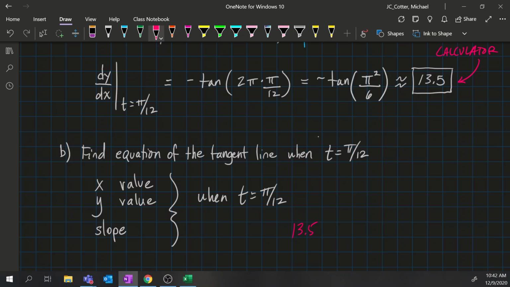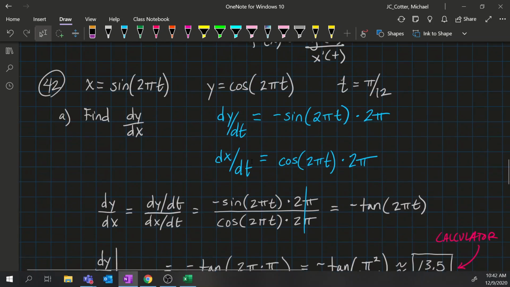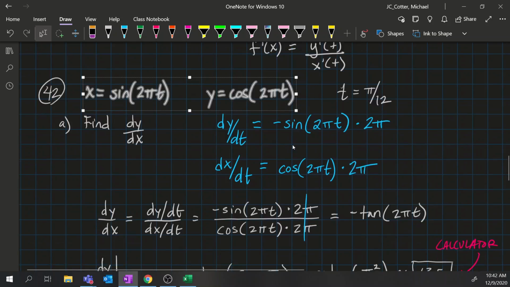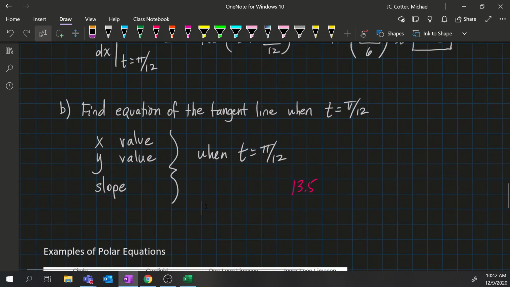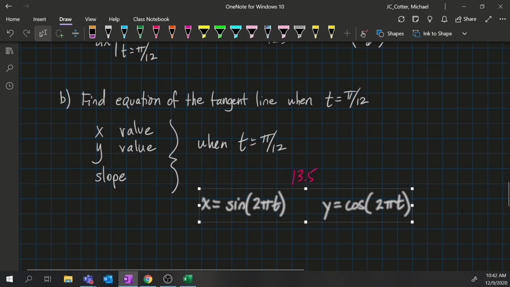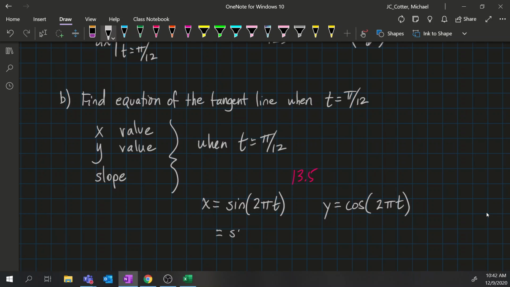So how do we find the x value and the y value? Well, those are defined at the beginning of the question. So we're going to grab those. So x is equal to sine of 2 pi t, and y is equal to cosine of 2 pi t. So this is again going to require a calculator. So it's going to be sine of 2 pi times pi over 12, and y is going to be cosine of 2 pi times pi over 12.